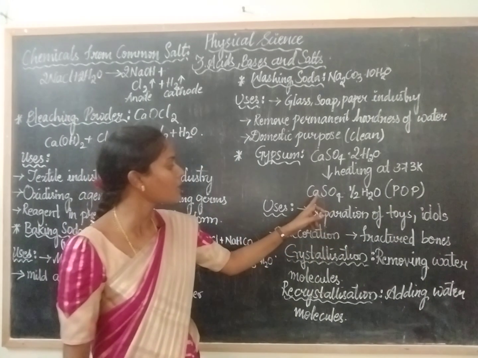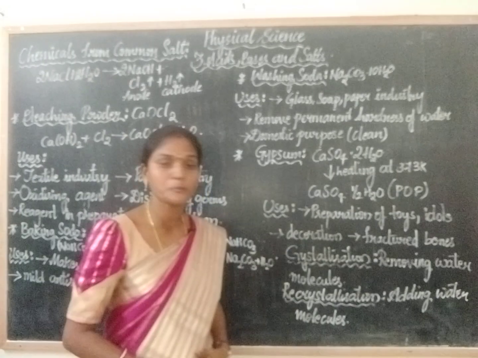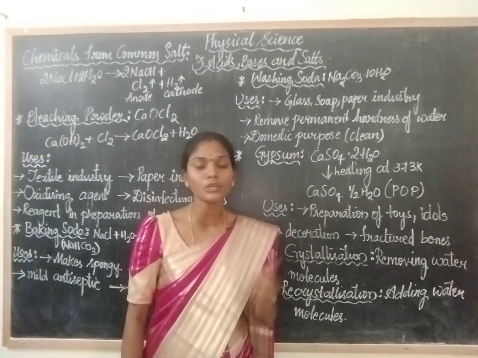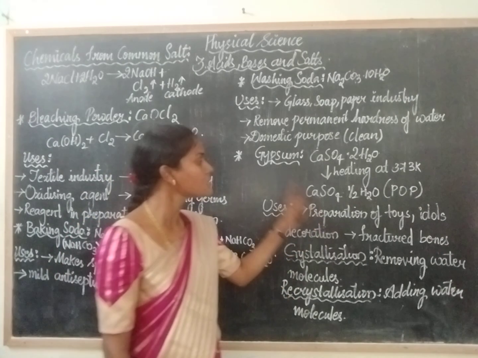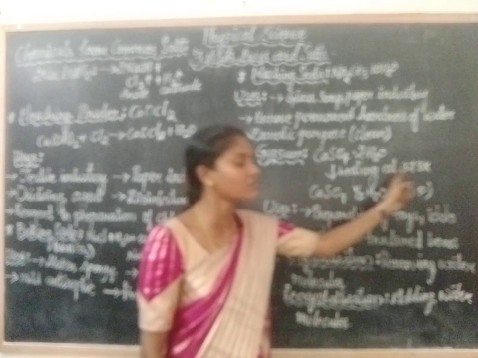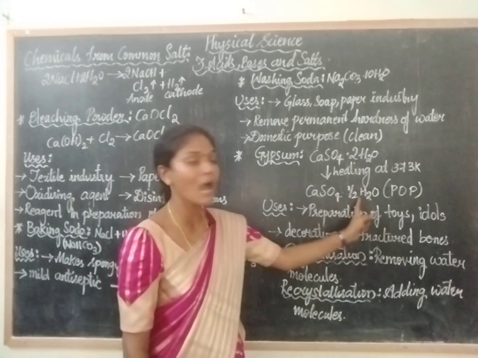What is the chemical formula? CaSO4·½H2O. You have to heat this gypsum only at 373 kelvins in order to get plaster of Paris. If you heat it at a higher temperature, you won't get this plaster of Paris. You have to heat exactly at 373 kelvins in order to get plaster of Paris, CaSO4·½H2O.